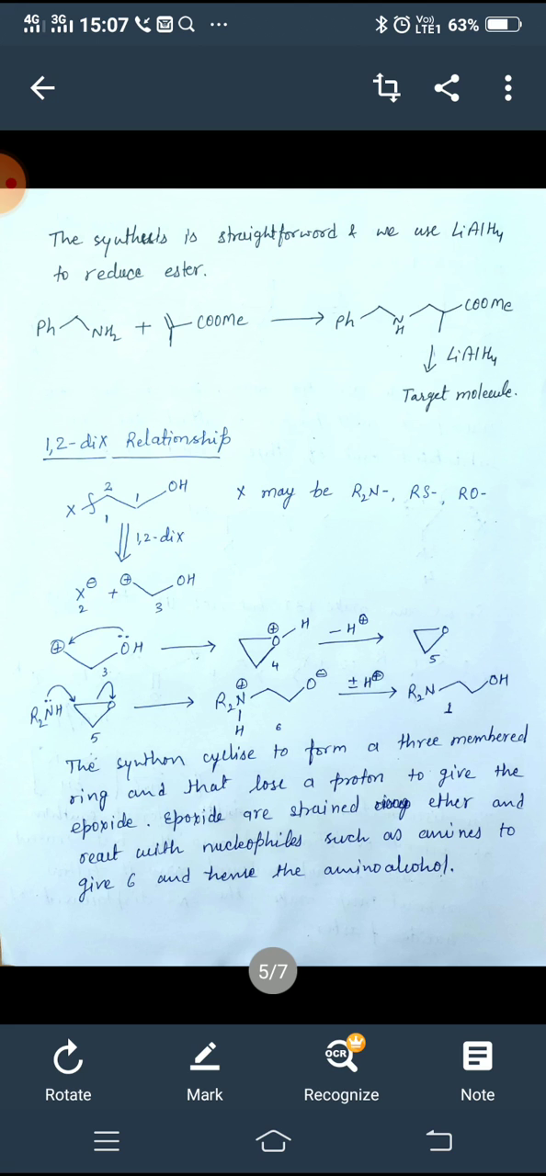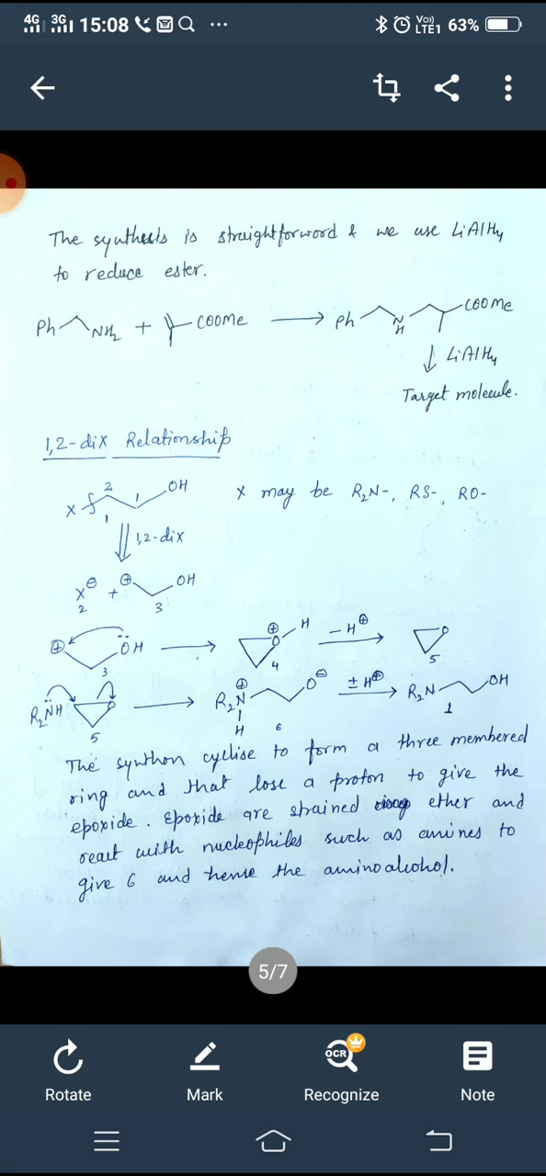So the synthon cyclizes to form a 3-membered ring and that loses a proton to give the epoxide. यहाँ देखिए इस अल्कोहल, ये जो सिंथोन है, पॉजिटिव चार्ज जो सिंथोन है, उसको इलेक्ट्रोफाइल बनाने के लिए यहाँ पर ये रिंग का साइक्लाइजेशन होता है. तो ये जो ऑक्सीजन पर इलेक्ट्रॉन है वो मूव करेंगे इस कार्बन कैटायन पर. तो यहाँ पर ये साइक्लाइज होकर, हाइड्रोजन प्रोटॉन के रूप में निकल जाएगा and then we'll get the epoxide. ठीक है, then the epoxide, we know epoxides are strained ethers and it will react with any amine.